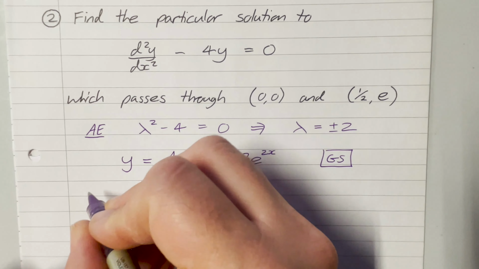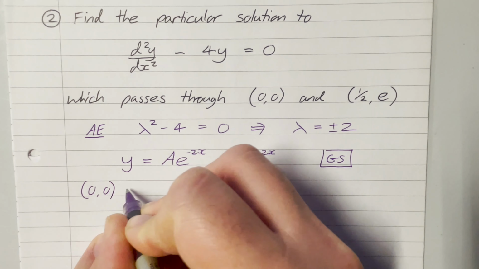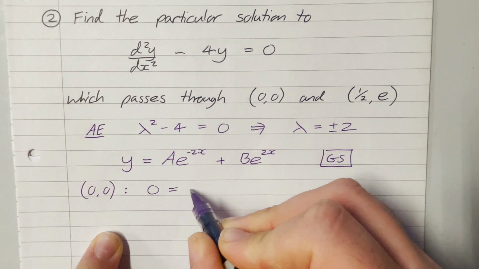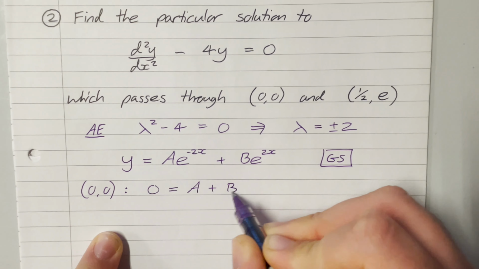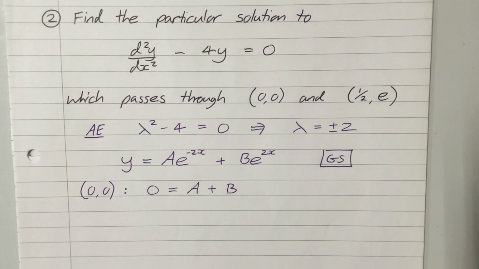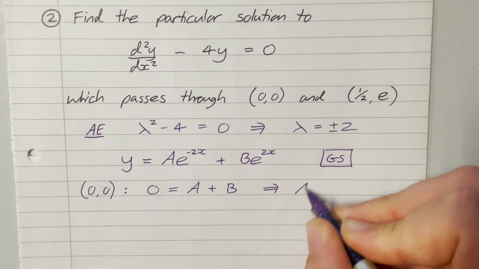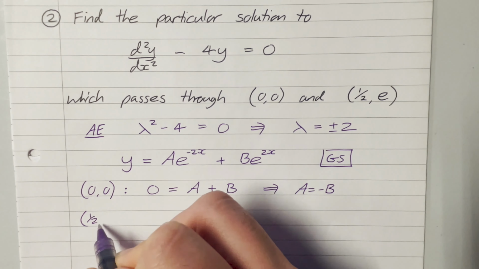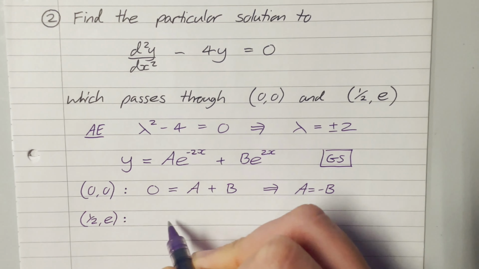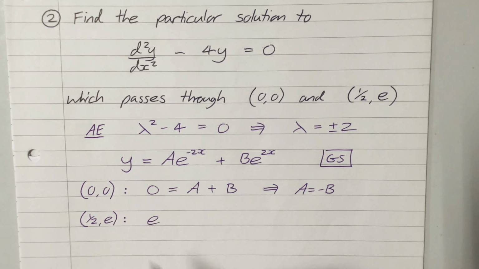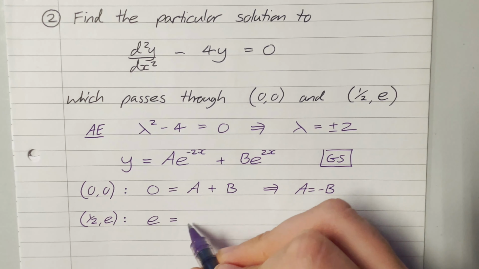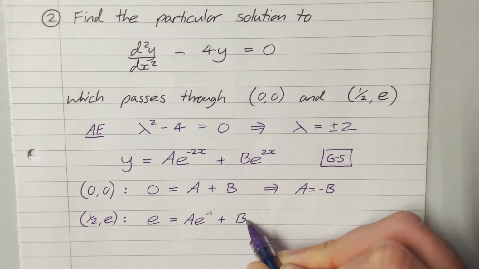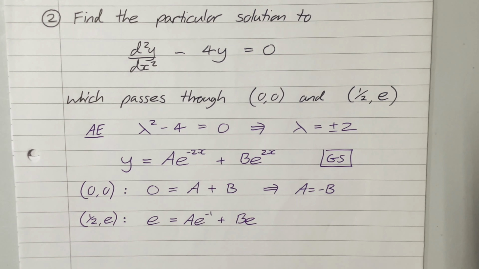Right, so let's plug in 0, 0. That's going to give me that 0 on the left-hand side is going to be a plus b. So i.e. a equals negative b. And then if I plug in the point (1, e), that's going to give me y is e, which is equal to a e to the minus 1 plus b e. Okay, so I've got a pair of simultaneous equations.